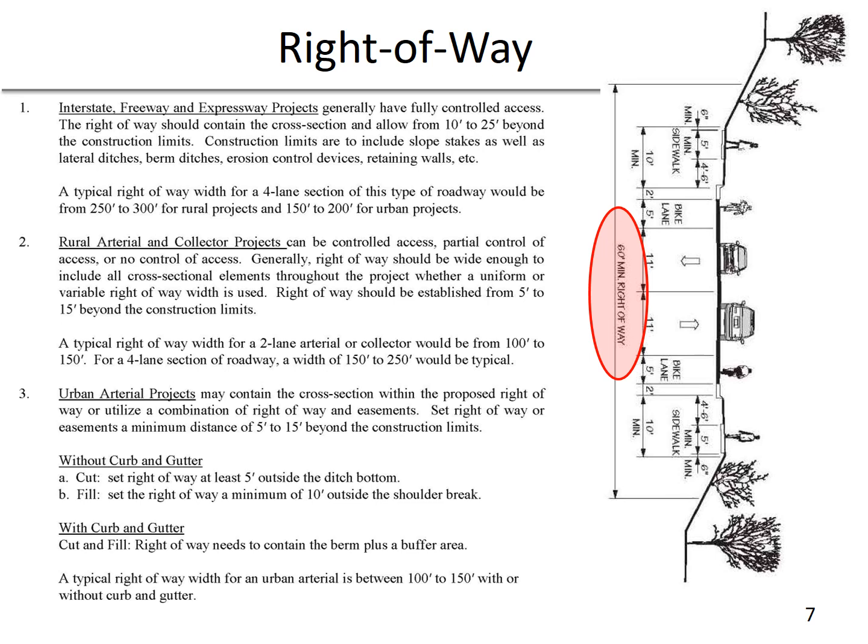Urban arterial projects will have a minimum right-of-way to account for the built-up area that it's in. So the right-of-way will typically be a minimum distance of 5 to 15 feet beyond the construction limit. So trying to minimize that right-of-way to the amount possible.